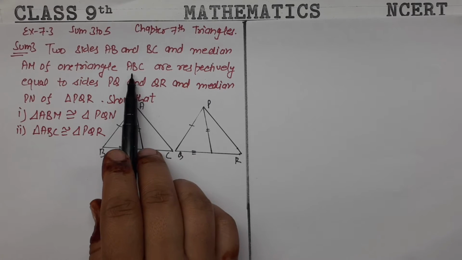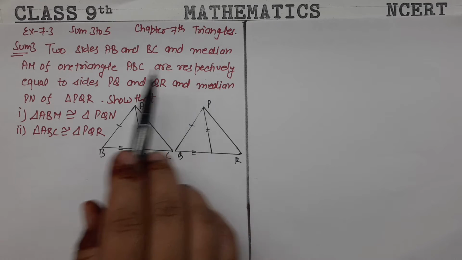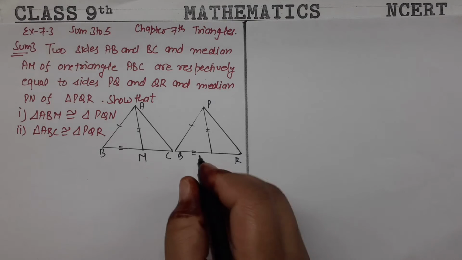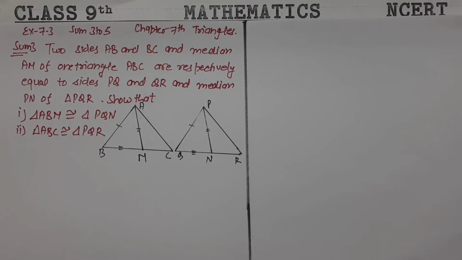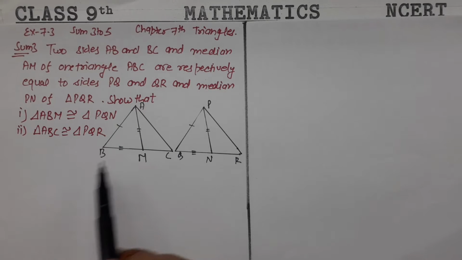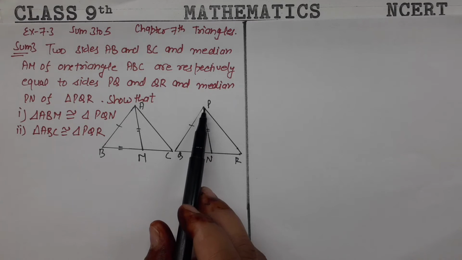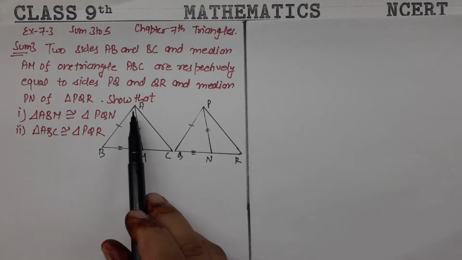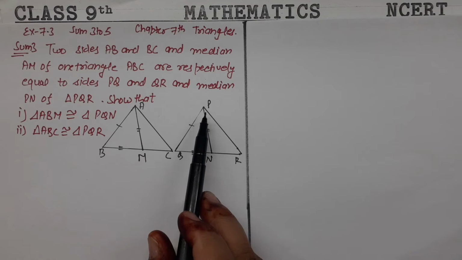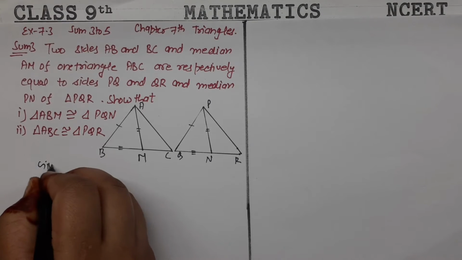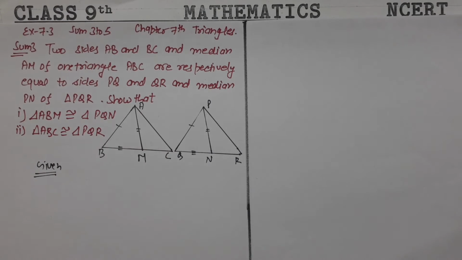of one triangle ABC are respectively equal to sides PQ, QR and PN of triangle PQR. Show that triangle ABM is congruent to triangle PQN. Second part, triangle ABC is congruent to triangle PQR. Figure right side of the page.